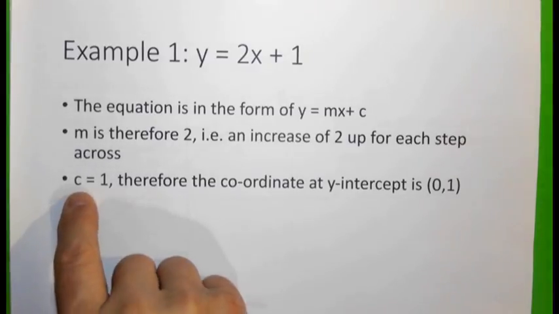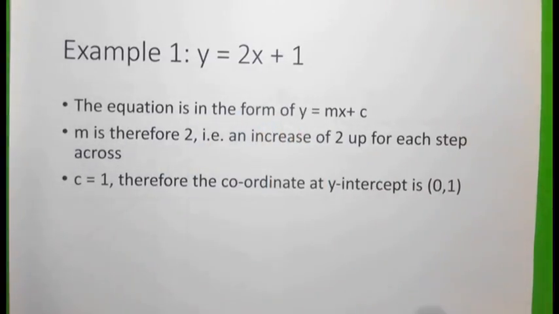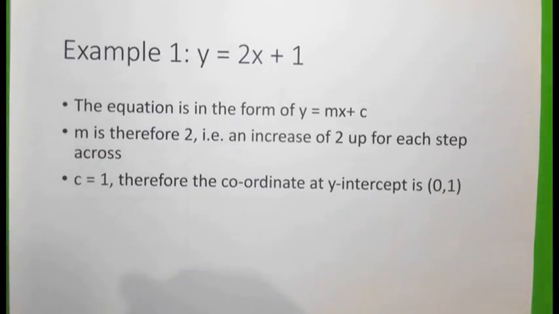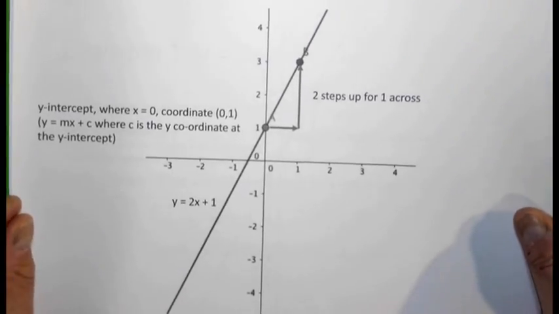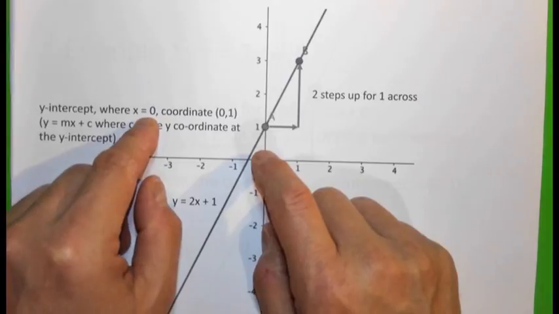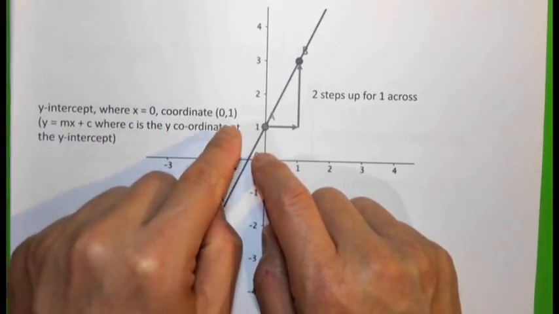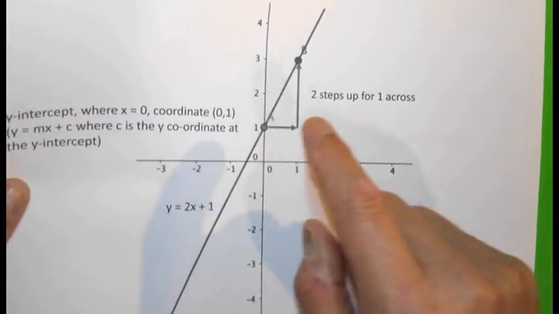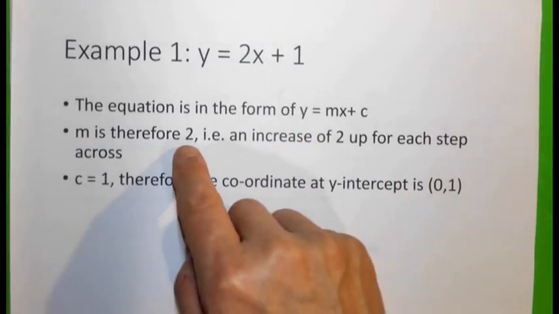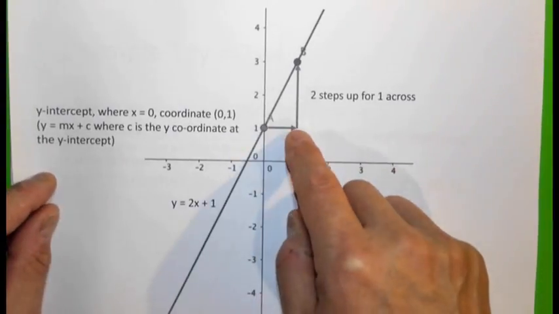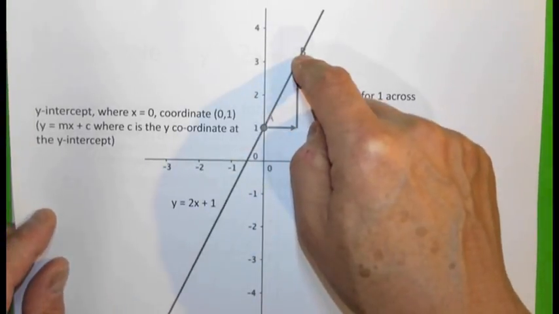We know that c is 1, therefore the coordinate at the y-intercept is (0, 1). We can therefore plot this point first on the y-axis. We know when x equals 0, y is 1. So that's 1 point. Then we use the information m is 2. 2 means 1 step across and 2 steps up.